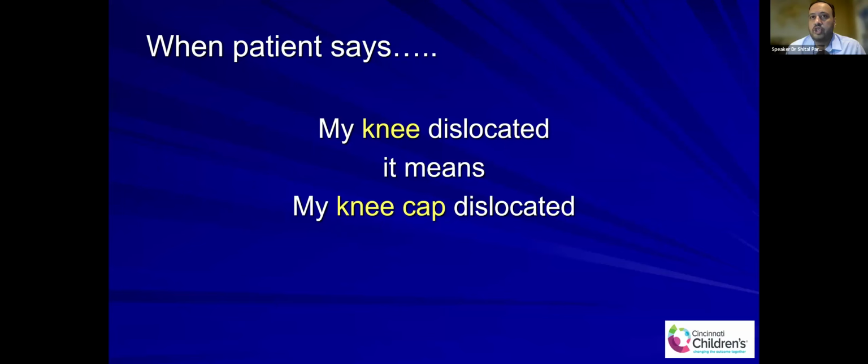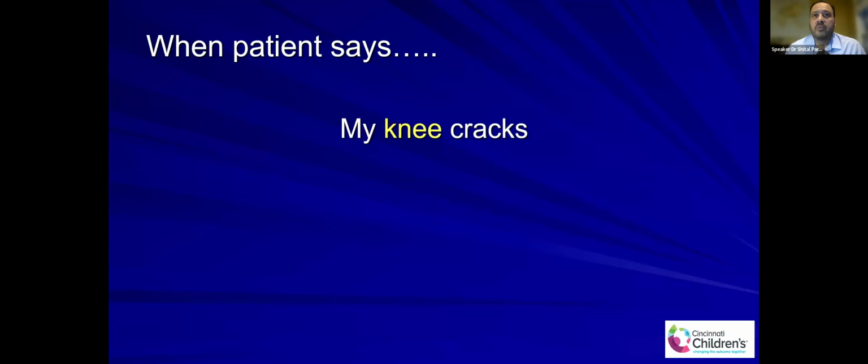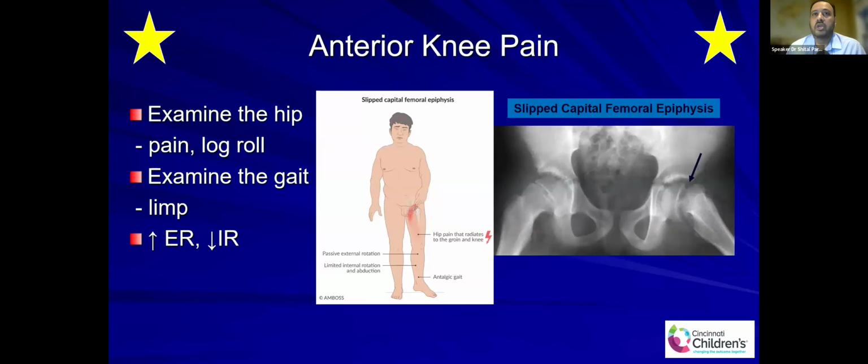It's a multiligamentous injury. So when the patient says it dislocated, that means the kneecap dislocated, and those patients can continue to walk. When they say my knee cracks, it means nothing. A lot of patients that I see have knee cracking, knee popping. The crepitus can be a sign of some cartilage issues, but it could also be because of weakness of the quads. A lot of joints can pop even without any pathology. So that symptom doesn't mean too much to me.